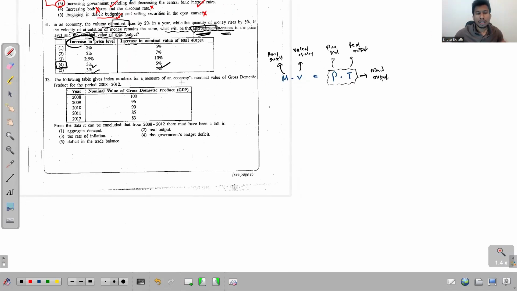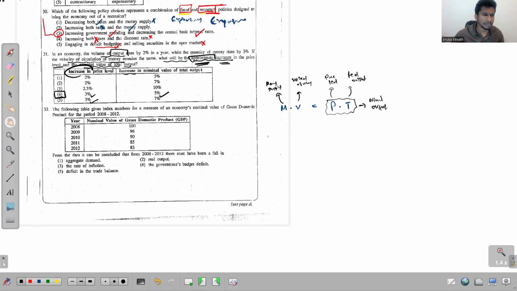But what if you take the volume of output, the given percentage 2, so you take that 2% here, and while the quantity of money rises by 5%, you just write 5% here. If the velocity of circulation of money remains the same, then you just assume that there's no change in velocity of money circulation, so you consider that to be 0%. What will be the approximate increase in the price level?